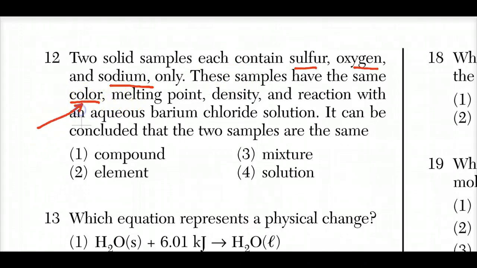You can identify color. Melting point is an intensive physical property where you can identify something based on its melting point, and density. Not only that, it has a unique reaction with aqueous barium chloride. So we have physical and chemical properties that are the same for the 2 samples. It can only be concluded that these are not mixtures or solutions. See, a solution and a mixture will not, chances are, have the same density, melting point, or colors. It's almost impossible to make 2 mixtures that are exactly the same, even with careful measuring.